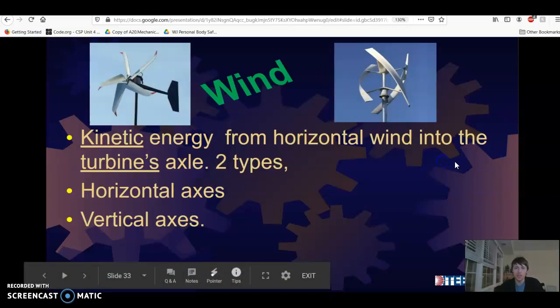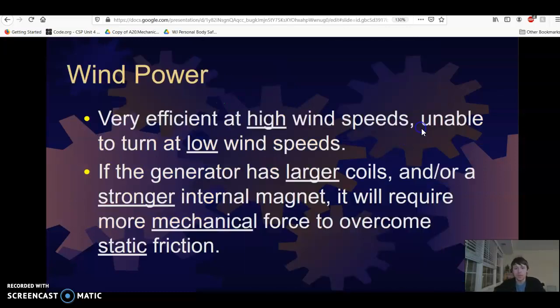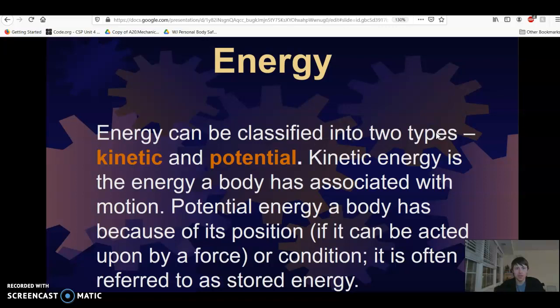That's pretty cool. Another popular way to make energy using renewables would be wind. This uses the same idea as burning something, but now you're spinning a coil using the wind. Pretty cool.